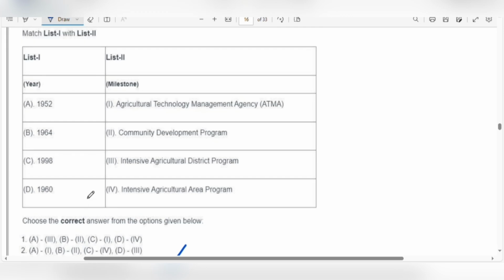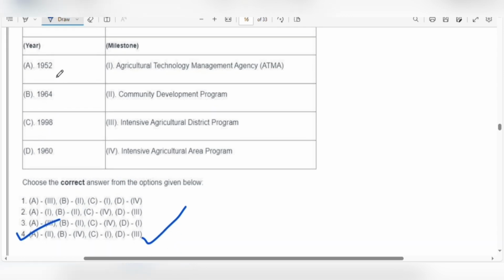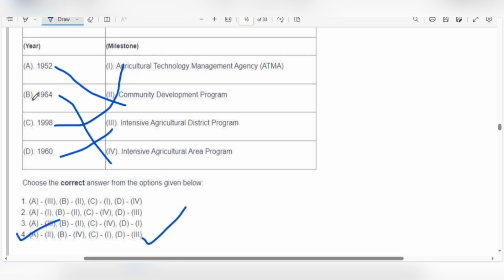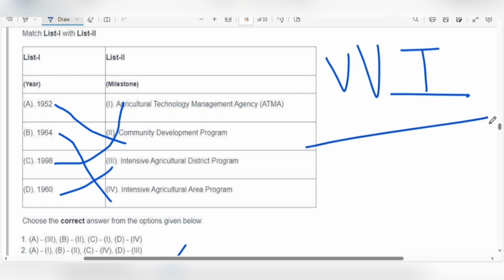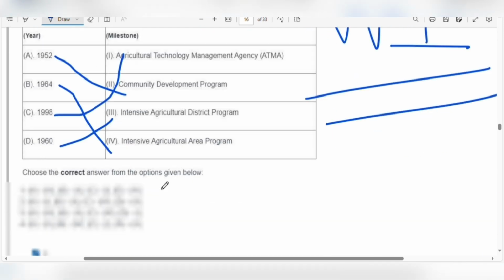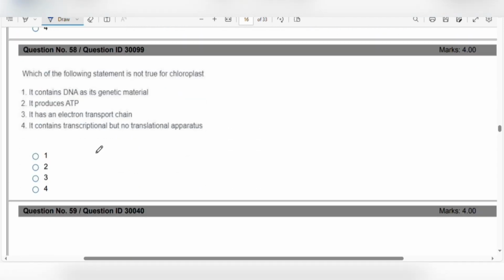So you have to read the notes, you have to read the general agriculture books, and you should know the answer. So it is A2, B4, C1, and D3. There is no concept, nothing to explain in this, you just have to remember. Nothing we can do about it. But this is also very important, and you can expect 1 or 2 questions like this for sure in your JRF examination. Moving on, question number 58.